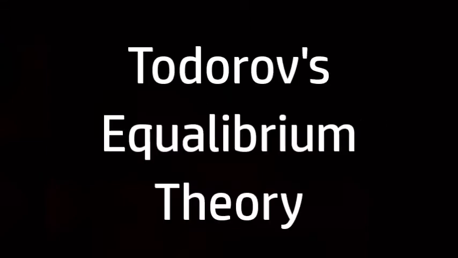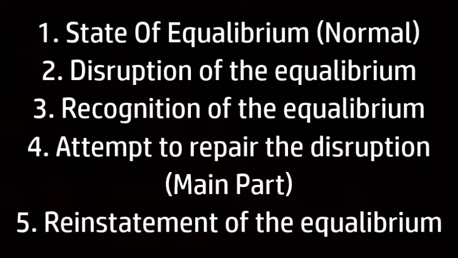Todorov's equilibrium theory states that most story plot lines follow the same pattern, and there are 5 stages in this pattern. The first stage being the state of equilibrium. This is where everything is completely normal. Then next is the disruption of equilibrium, which is when something bad happens.